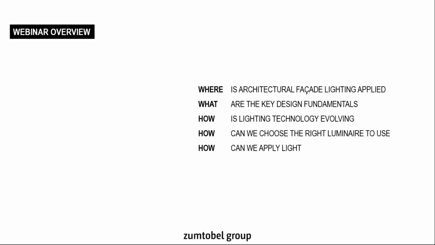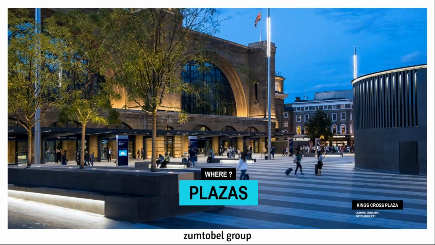That's a critical thing. And then we finish up with that last section where we'll look at case studies, we'll look at examples of how we can apply light. What are those methods? How do we mix it up? How do we use those layers of light to create the right and the desired lit effects? So let's start with the where.